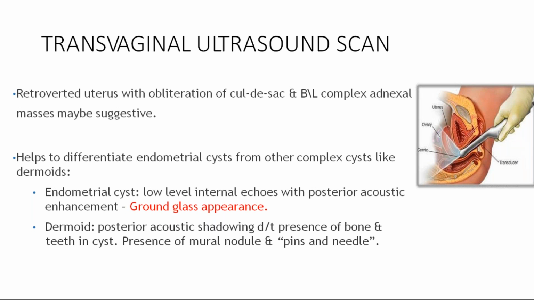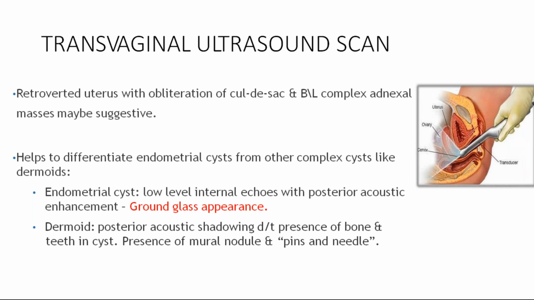A retroverted uterus with obliteration of the cul-de-sac and bilateral complex adnexal masses is suggestive. Bilateral adnexal means tube and ovary. If you have complex adnexal masses on both sides, or if there is obliteration of the posterior cul-de-sac, then you will suspect endometriosis. And you have to differentiate the endometrial cyst from other complex ovarian cysts like dermoid. Dermoid cysts are benign ovarian cysts. These are also complex like these endometrial cysts.